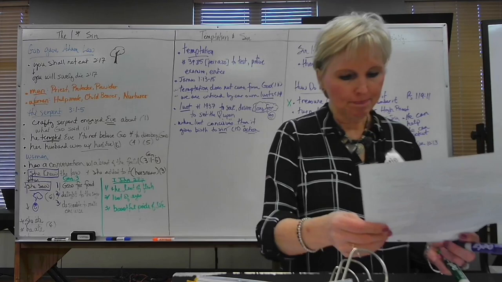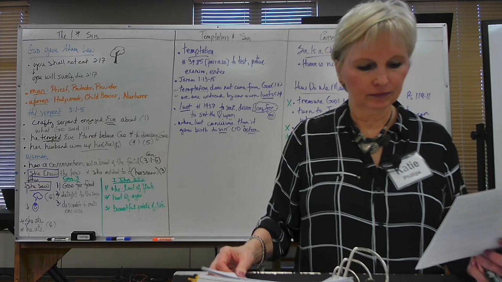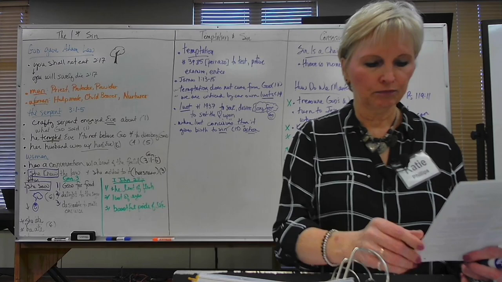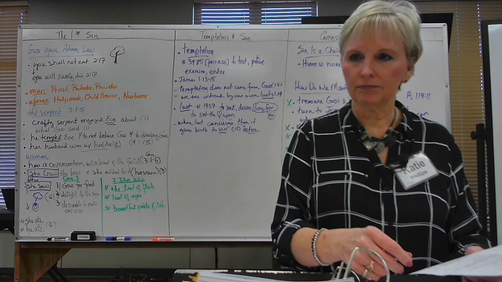Yes, read that. Therefore, just as through one man sin entered into the world, and death through sin, and so death spread to all men because all sin. For until the law, sin was in the world, but sin is not imputed when there is no law. Nevertheless, death reigned from Adam until Moses, even over those who had not sinned in the likeness of the offense of Adam, who is a type of him who was to come.